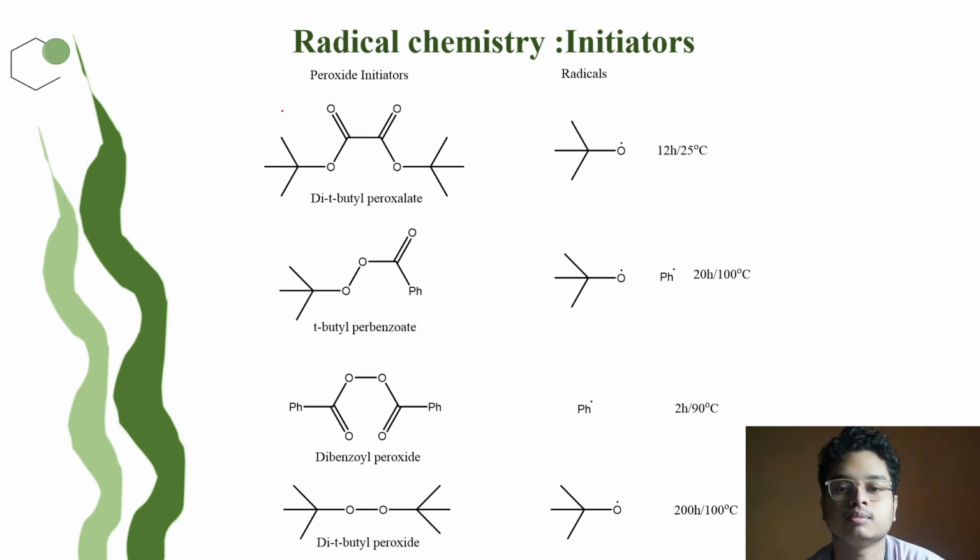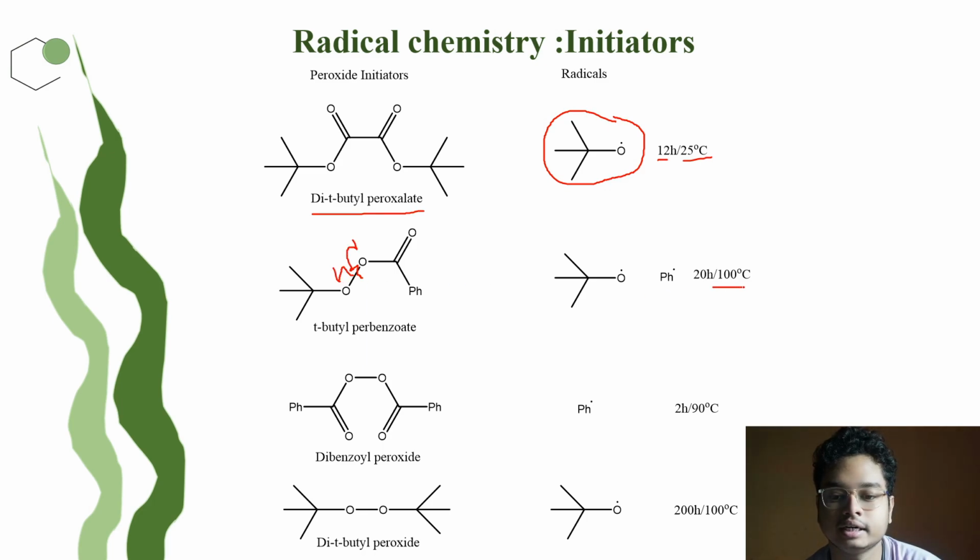The most famous peroxide initiators are, like, di-tert-butyl peroxide. When it reacts at 25 degrees, this radical is formed, and the half-life of this radical is 12 hours at 25 degrees centigrade. Similarly, tert-butyl perbenzoate: these bonds are very weak, and thus it undergoes homolytic cleavage in the presence of 100-degree temperature, and this radical is generated.